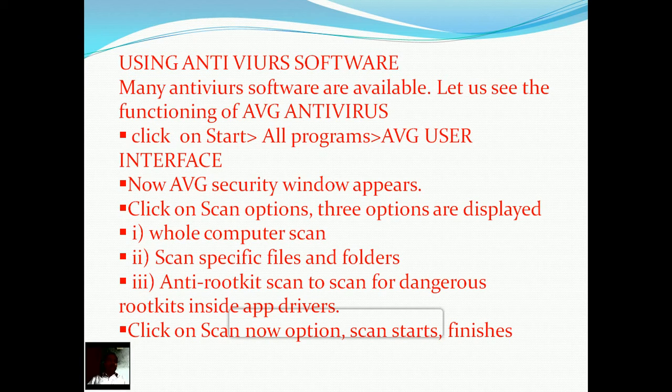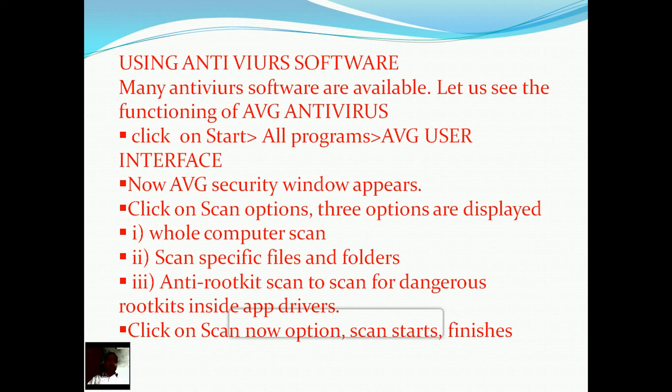Once it is installed in your computer, you click Start, All Programs, then AVG user interface. User interface means it is a window. In that window, different options or menu features are there to scan your computer or scan a particular file or folder. Now the AVG security window appears. That means the dialog box I have just discussed. Click on the scan option. In that scan option there are three choices.